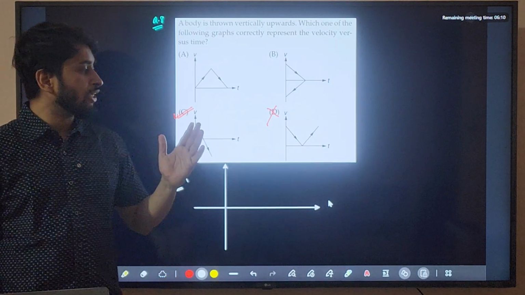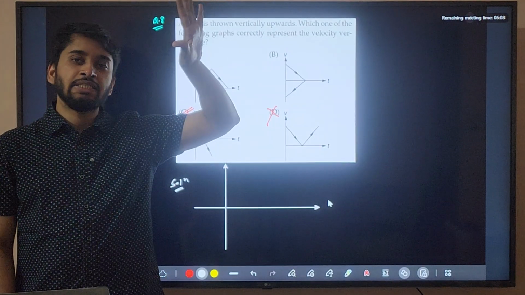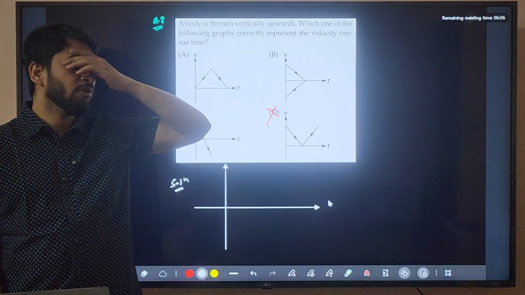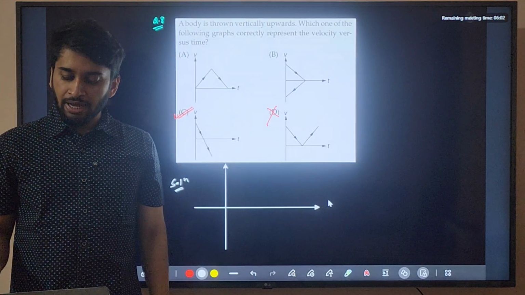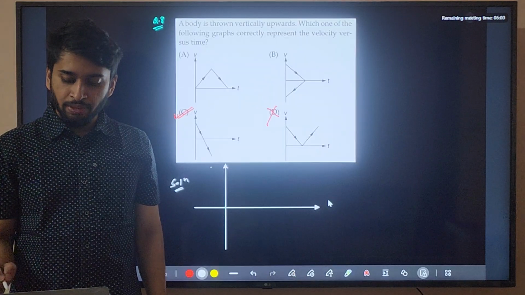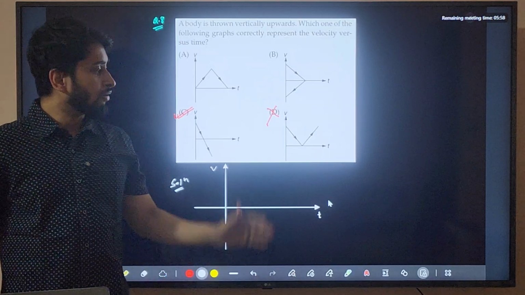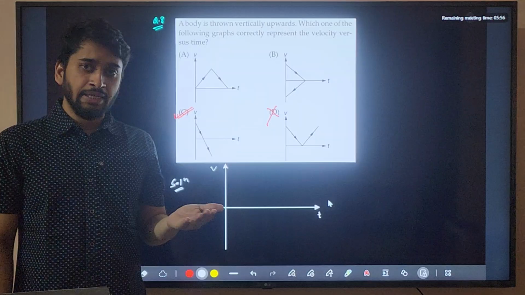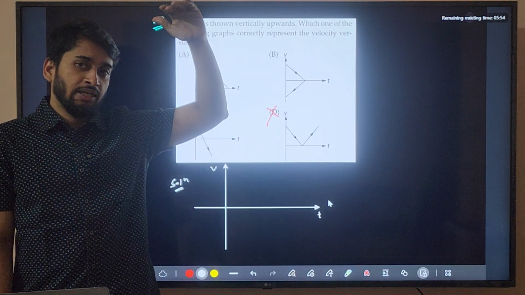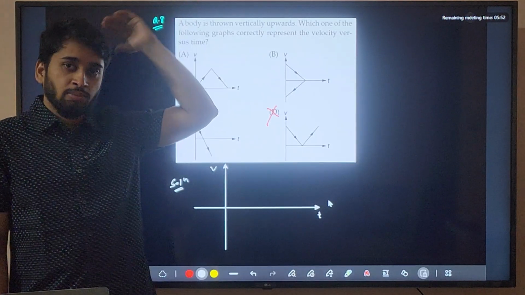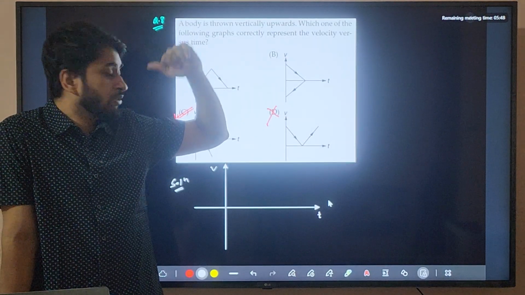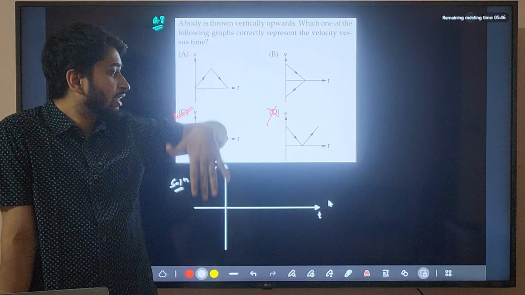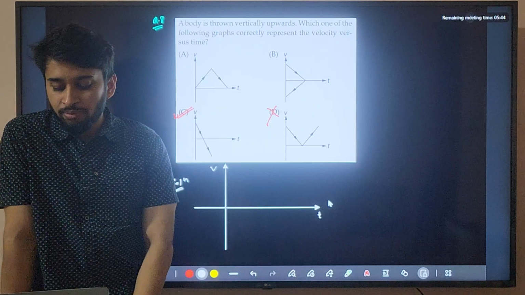When you project the body in a vertically upward direction, initially the velocity is a high and positive value. As it is moving up, the velocity will be decreasing. At the topmost point, momentarily the velocity becomes 0 and then it starts coming down. Then the velocity starts becoming negative.